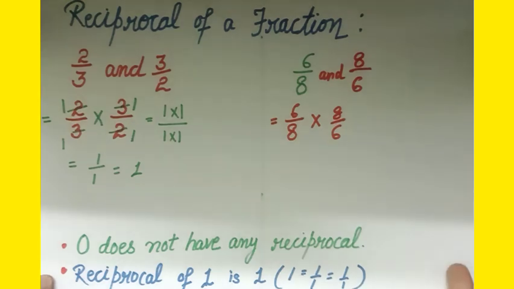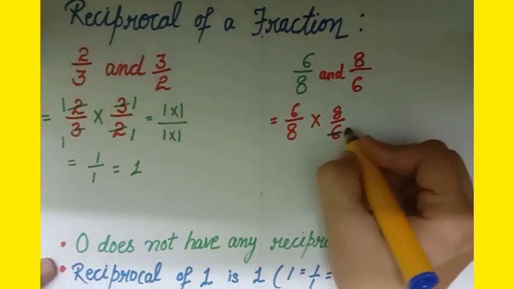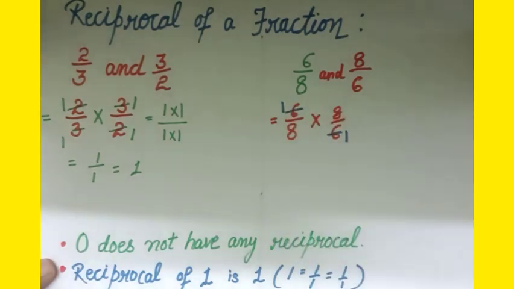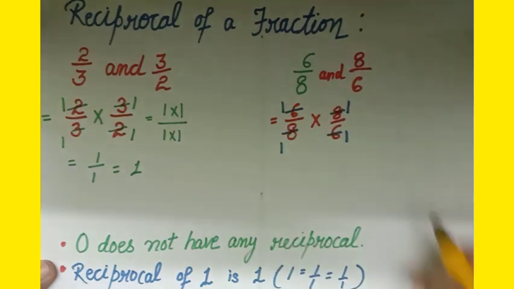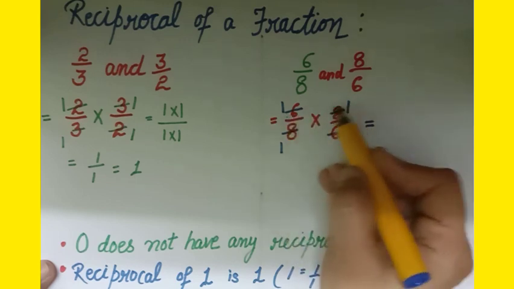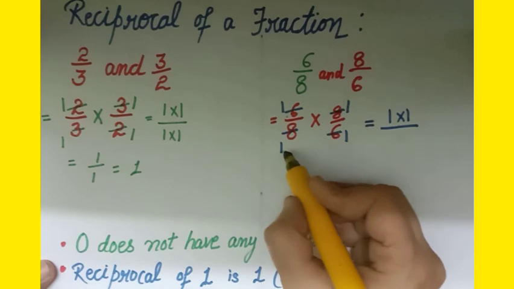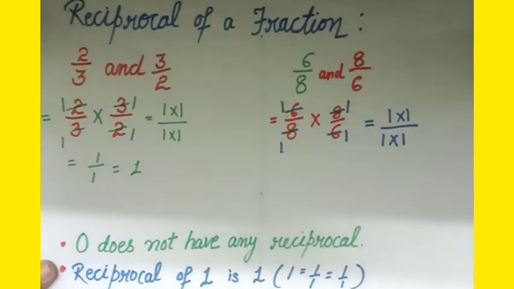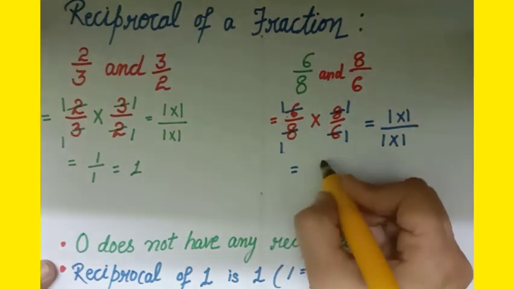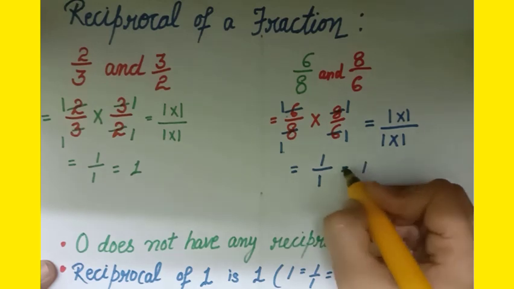Now again you notice, both 6 are divisible by what? Both 6 are divisible by 6. So 6 divided by 6 is 1, 6 divided by 6 is 1. Here 8 divided by 8 is 1 and 8 divided by 8 is 1. So what did we get at the end? In the numerator we got 1 and 1, so we can write 1 multiplied by 1. And the denominator, we can write 1 and 1, so we multiply 1 by 1. In the numerator we got 1 and in the denominator also we got 1. So here we got 1.